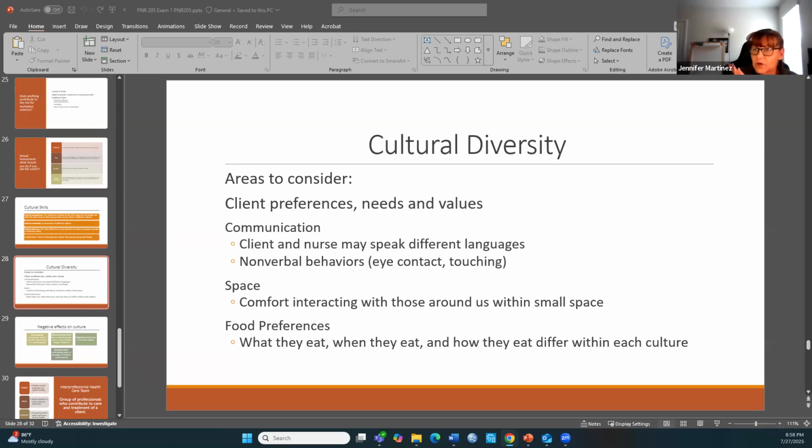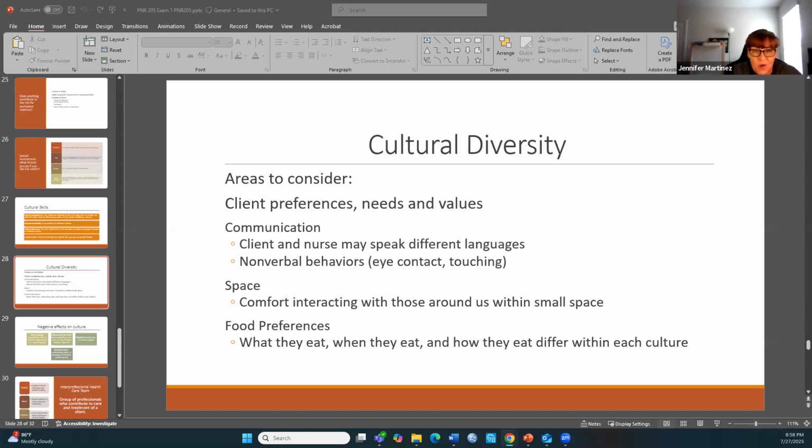But yes, interpreters, 100%. You also have to be cognizant of nonverbal behaviors, like eye contact, as I said earlier. Some cultures are very uncomfortable with eye contact, or they won't maintain eye contact. Other cultures are very big on eye contact. Touching: some cultures are very stoic. They don't want you to touch them. Other cultures are very hands-on. They like to put a hand on your shoulder. They may want to hold your hand. They may be huggers. Different cultures are going to have different expressions.